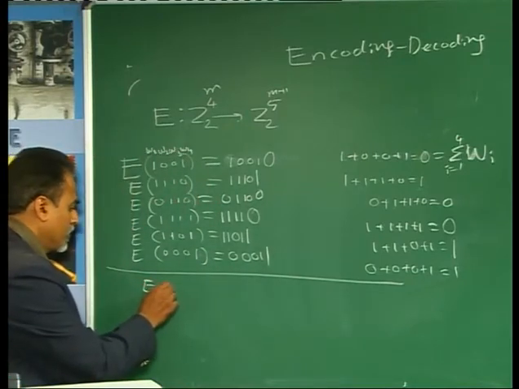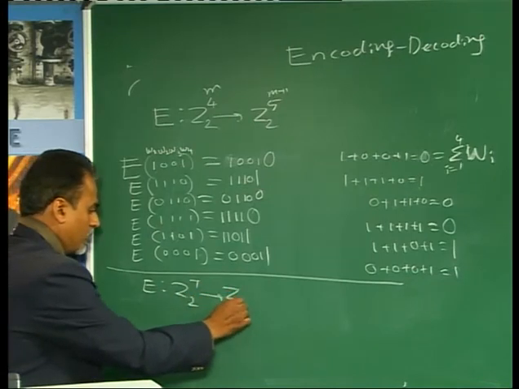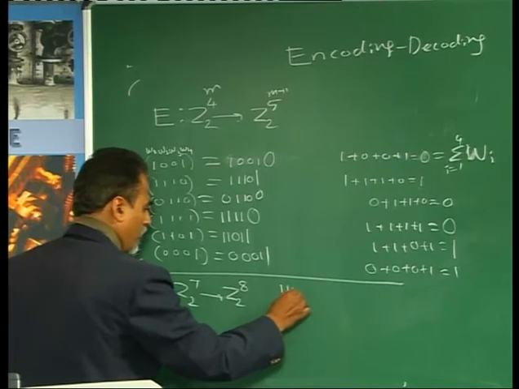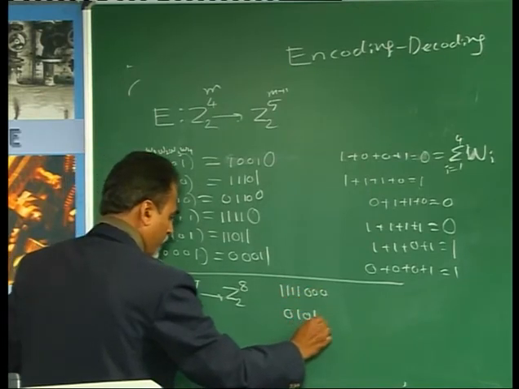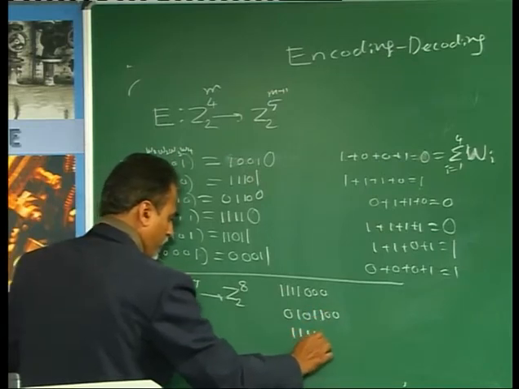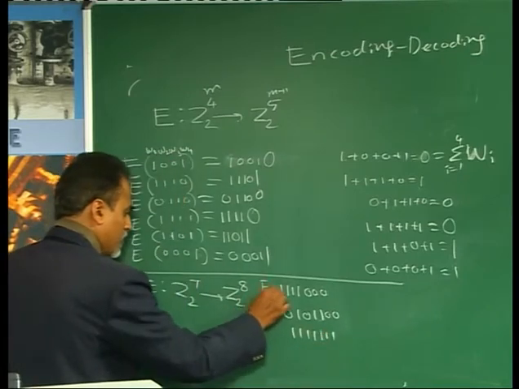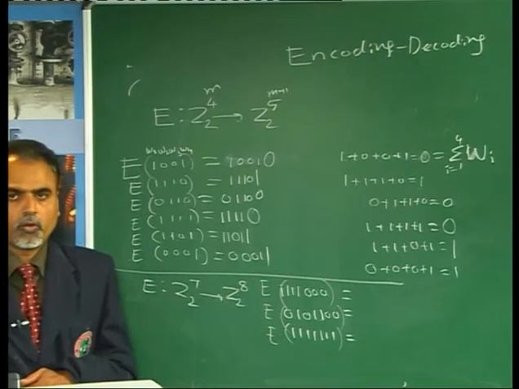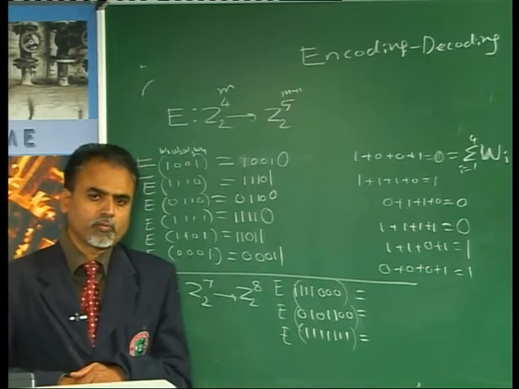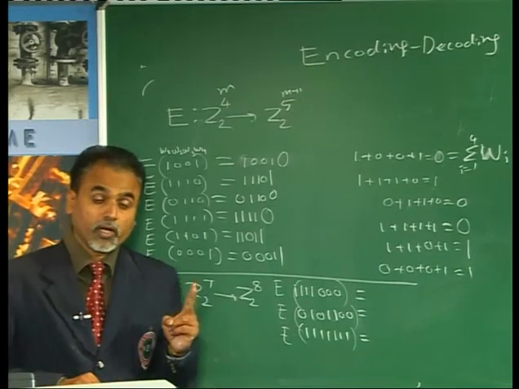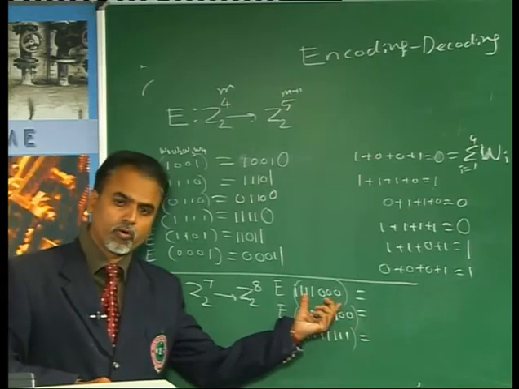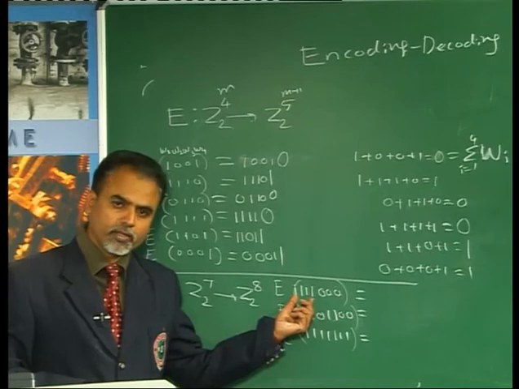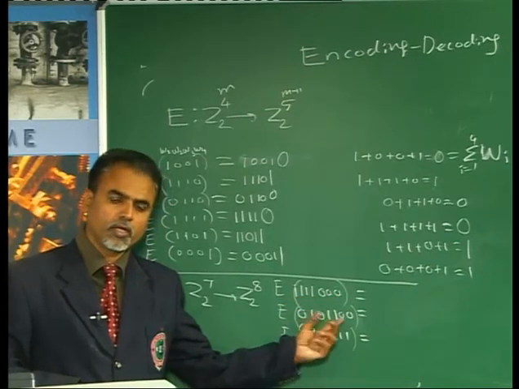Now suppose e is from 7 dimension to, naturally, 8 dimension. Let me take for example some numbers: 1 1 1 1 0 0 0, 0 1 0 1 1 0 0, 1 1 1 1 1 1 1. And with the help of the same encoding function, if I encode it, encode means we are giving some treatment. What is the treatment here? Two ways we can tell. The treatment we are giving is to add all these with respect to addition modulo 2, and whatever value comes, you append it. Or, if there are even number of 1s, write 0 here. If there are odd number of 1s, write 1 here.